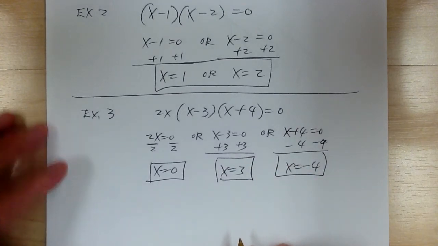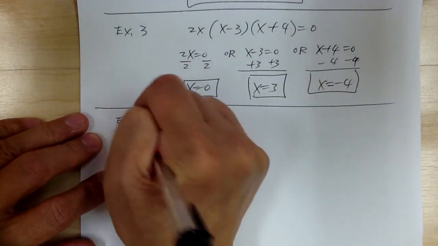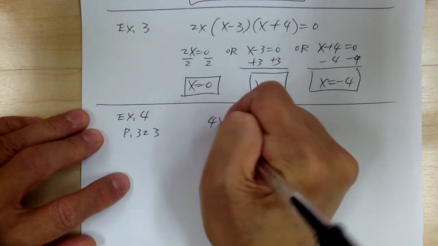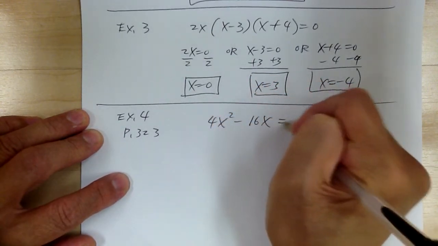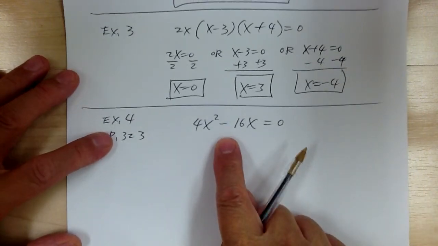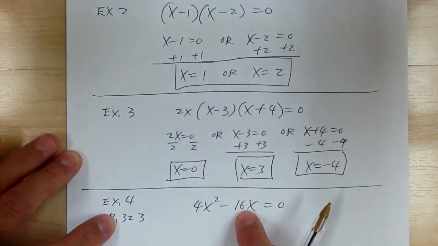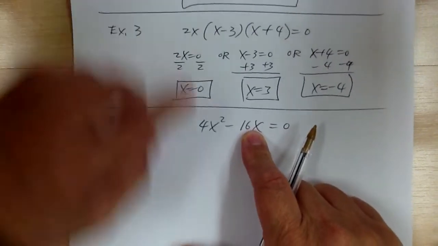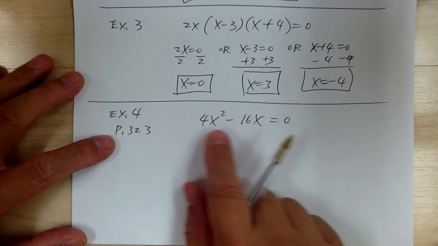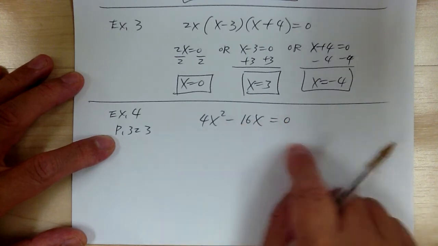Okay, so let's go to example 4 on page 323. You got 4x squared minus 16x equal to 0. Now you have to solve this. But notice in the previous examples the factoring was done for you already, but this is not. So you have to do the factoring yourself. But to do factoring, you have to make sure it's equal to 0 before you do any factoring.